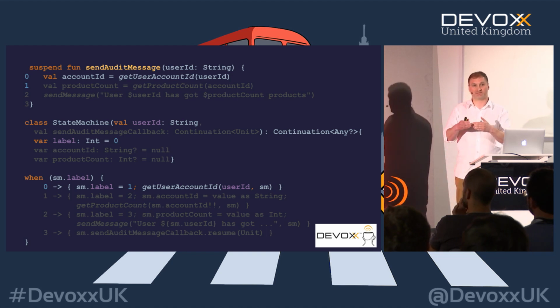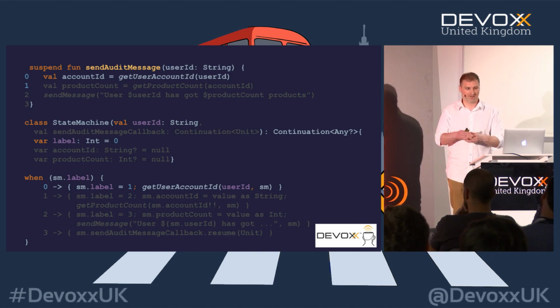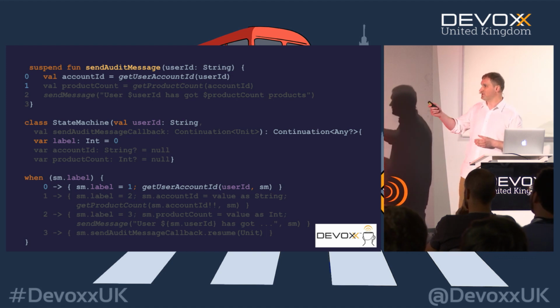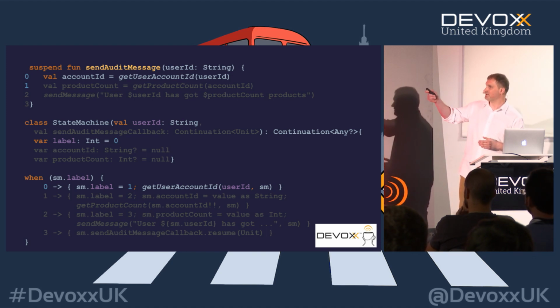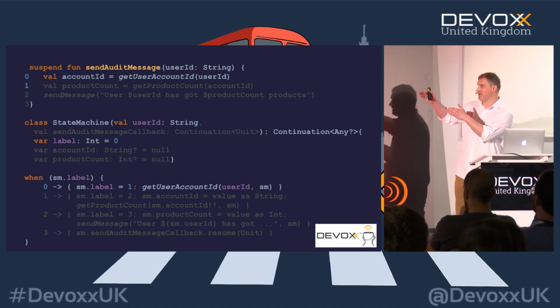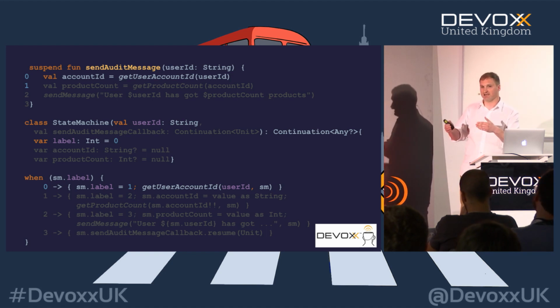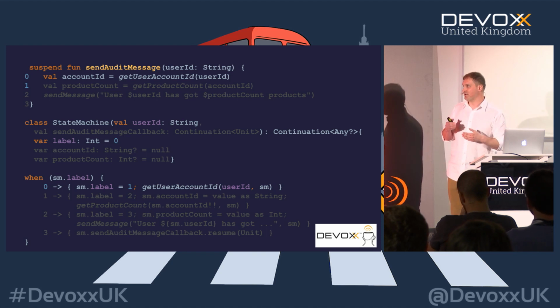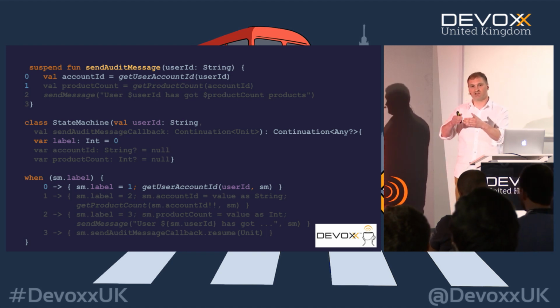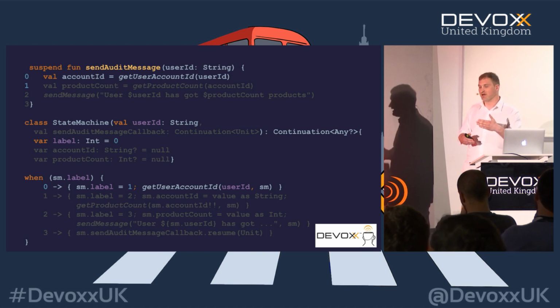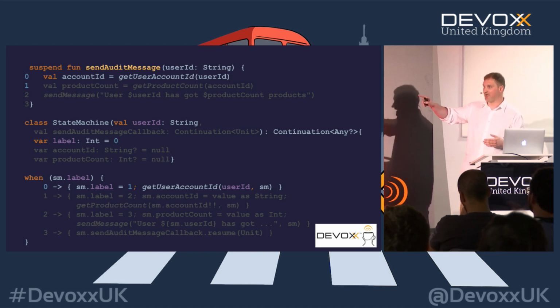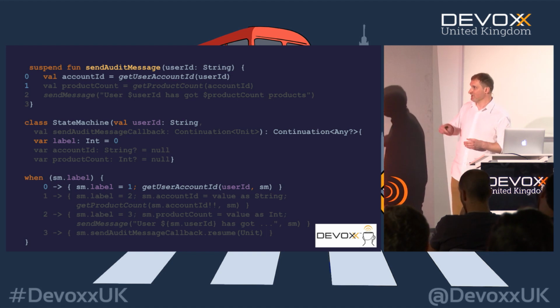Now, this function is a suspending function, so it needs a callback. And this is one thing which I haven't talked about yet, is that the state machine actually implements continuation interface. So we can pass, as this callback, the state machine, so that when the getUserAccountID function wants to return a value, it will call the resume method on our state machine. And in our state machine, we can see now that the label is 1, so we can continue executing the code.